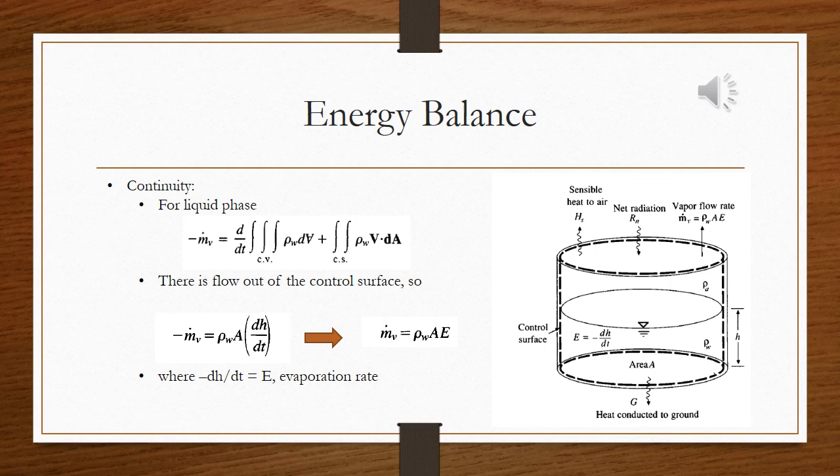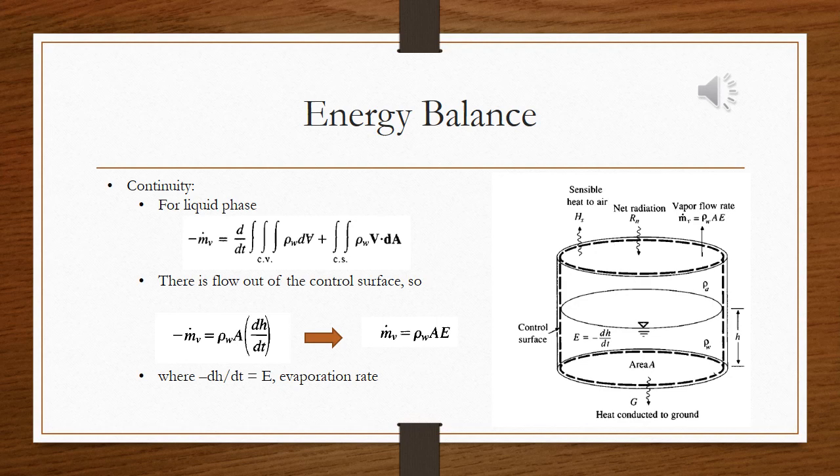On the right side, we see the graphical representation of a water pan, which is filled with water to a depth of h, and it's open air, so the net radiation goes inside to heat the water inside the pan, and it evaporates the liquid water. As we see here, we have heat conducted to the ground, so heat goes into the ground, decreasing the energy of this radiation Rn, and also the sensible heat to air gives energy to the air as well. So we have a control surface, we have the density of air, and the density of water, and the corresponding area is shown as A.